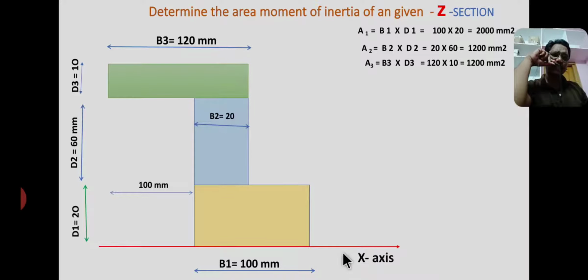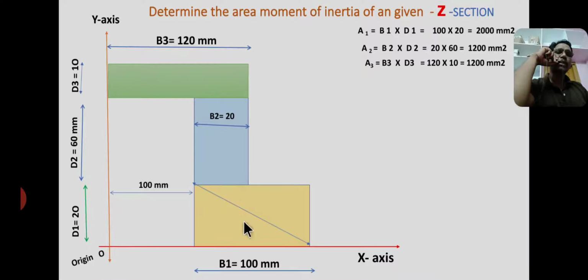This is the reference x axis. And this is the reference y axis. This is origin. Okay. Now I am drawing the diagonal lines for locating the individual centroids. So, the centroid of a rectangle lies where its diagonals meet each other. Therefore, the intersecting point of these two diagonals is called centroid. So, C1 is the centroid of a yellow rectangle at a distance of x1 from y-axis and y1 from x-axis. Okay. This is Y1, this is X1.